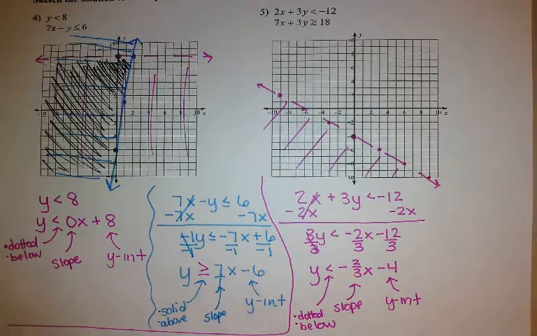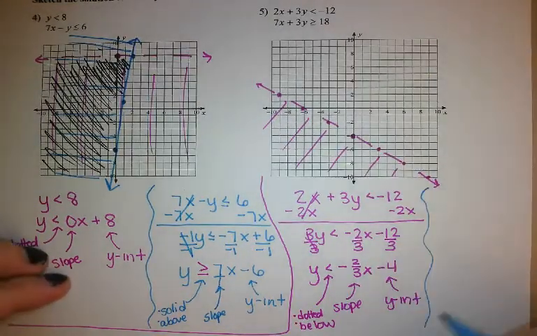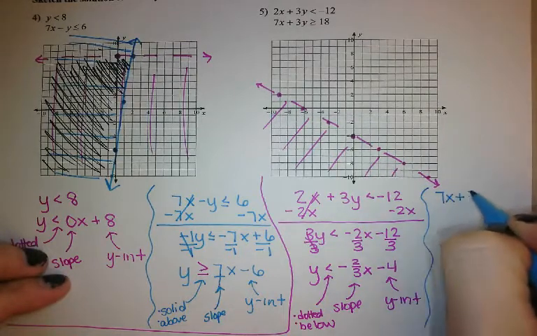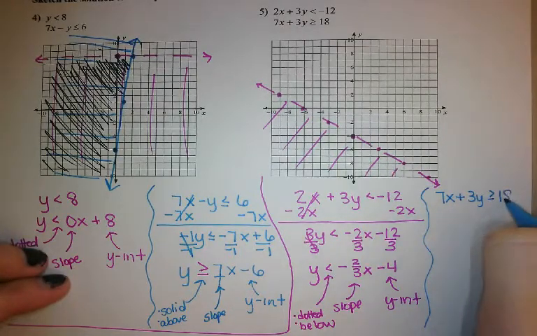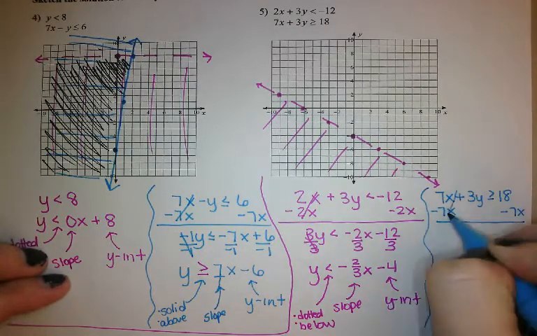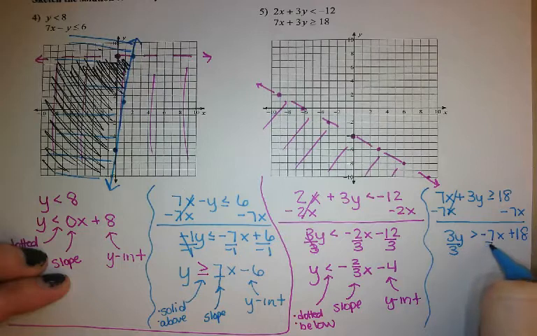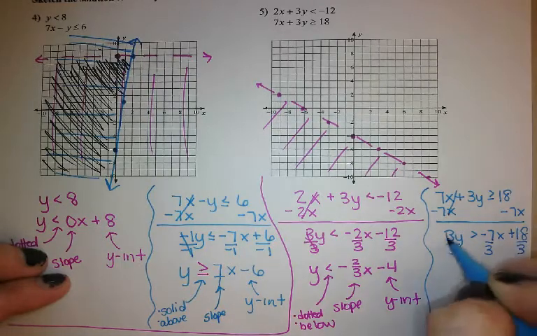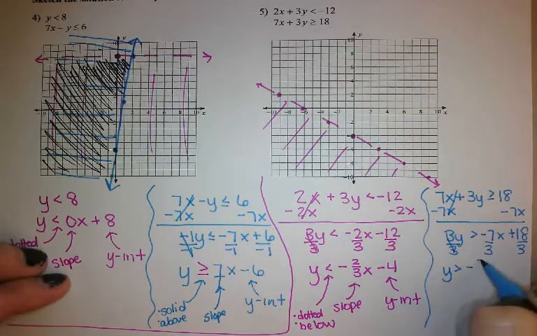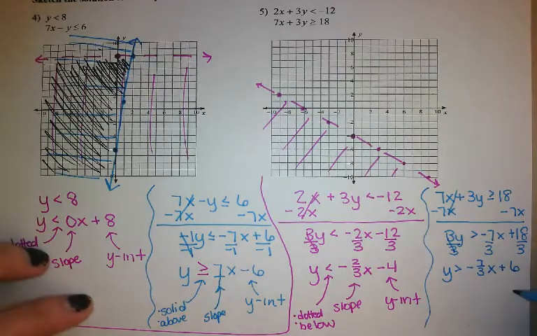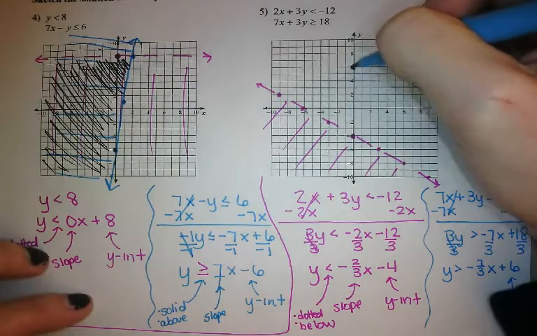Let's look at the next inequality. They have 7x plus 3y greater than or equal to 18. Let's subtract the x term over. Write the x term first. And then divide everything by the number in front of the y. So we're going to graph y is greater than negative 7/3 x plus 6. So plot your y-intercept at 6.